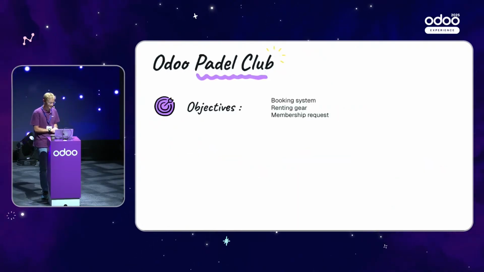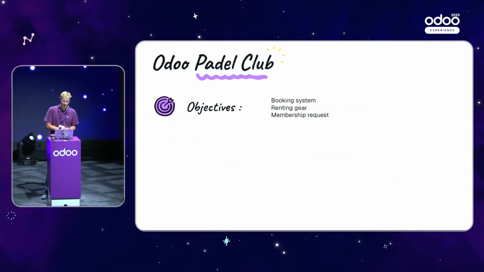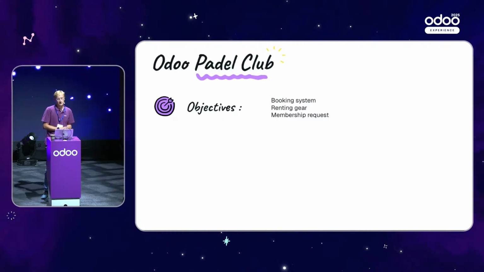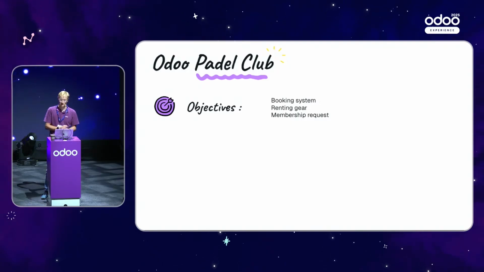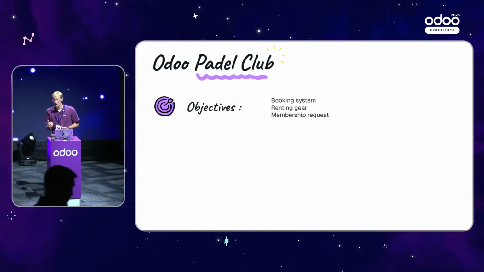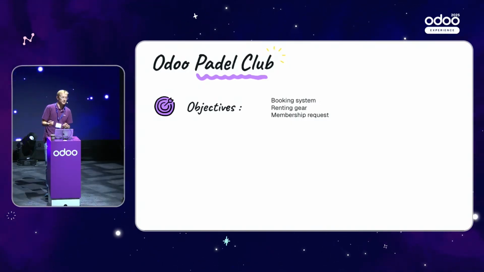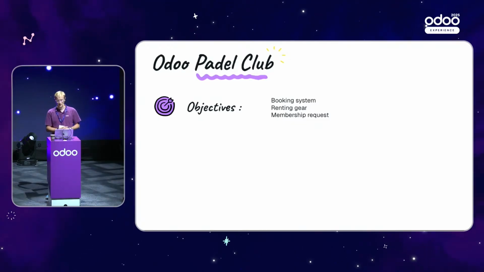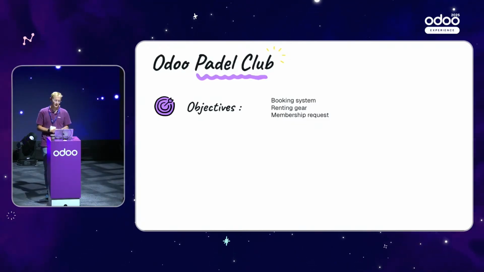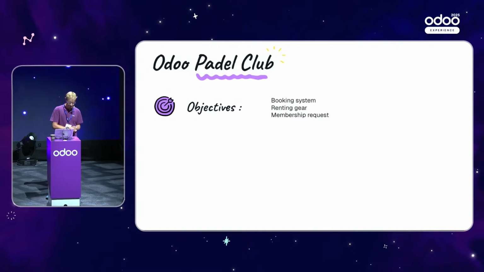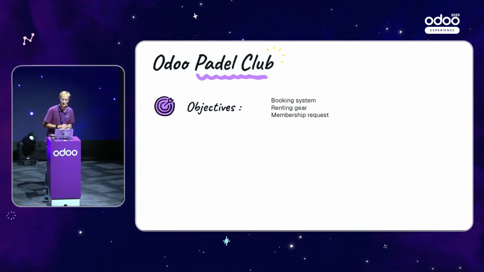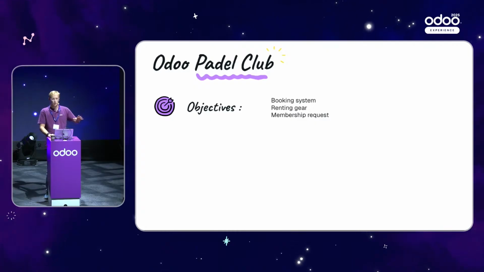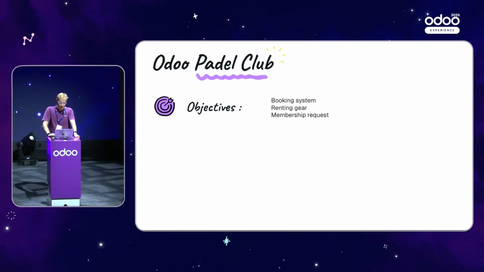My project is the Odoo Paddle Club, and the goal of this website is going to be a booking system for Odooers to book a paddle court. There will also be an e-commerce, so we want to rent gear if someone forgot his shoes or the paddle racket. And then finally, we want a membership section where we can show events and the latest information from the club.